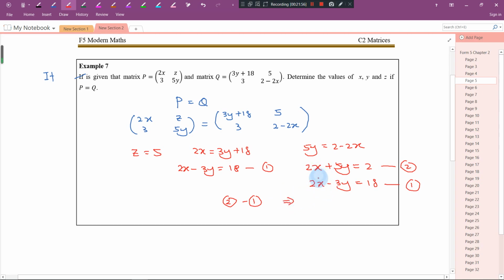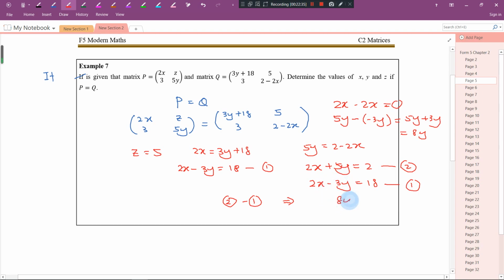Okay, this minus this, 2x minus 2x. We have no more x. We have successfully eliminated the 2x. And then when you have a negative, you have to be more careful. 5y minus negative 3y. So eventually, negative negative will give you positive. It means that 5y plus 3y, which is equal to 8y. Okay, just be more careful every time you see a negative sign.